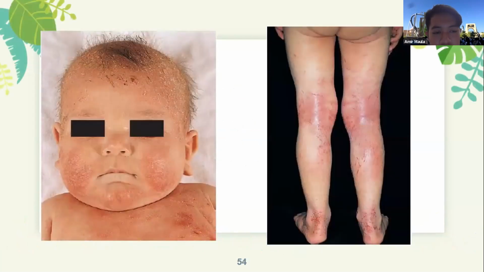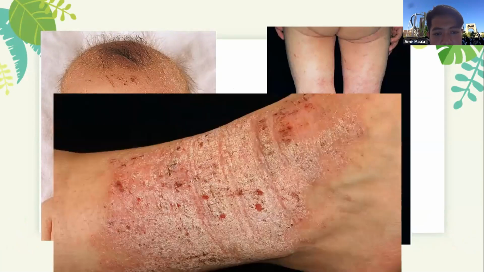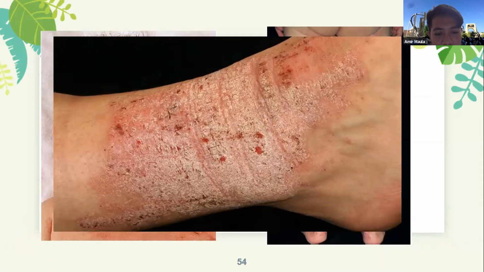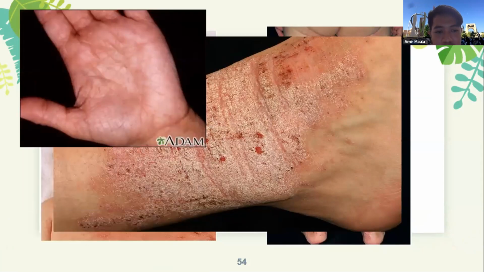Okay, next are the other pictures, to show the atopic dermatitis rash. Next. This is the lichenification, the chronic type of atopic dermatitis. That is the palmar hyperlinearity. This is what we call atopic stigmata, or other presentations of atopic dermatitis, which can help us in diagnosing this disease later. So we can look for this palmar hyperlinearity.